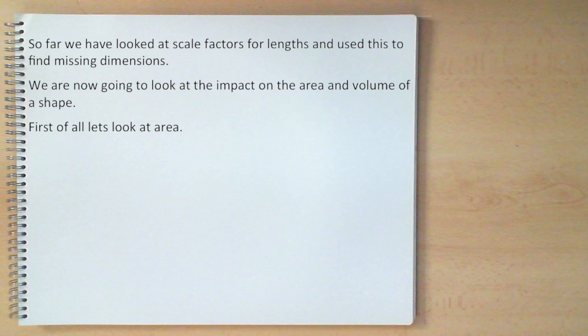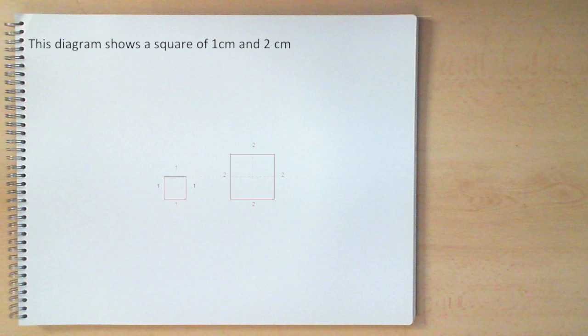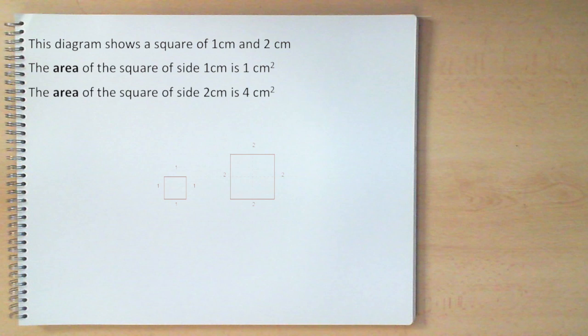Let's look first at the impact on area. So our diagram shows two squares. So these are two similar shapes. One has sides of 1 centimetre and this other one has sides of 2 centimetres. If we look at the area of this, we can either do this by multiplication or by counting of squares. The area of the square with sides 1 centimetre is 1 times 1, or 1 centimetre squared. The area of the square with sides 2 centimetres is 2 times 2, which is 4 centimetres squared.